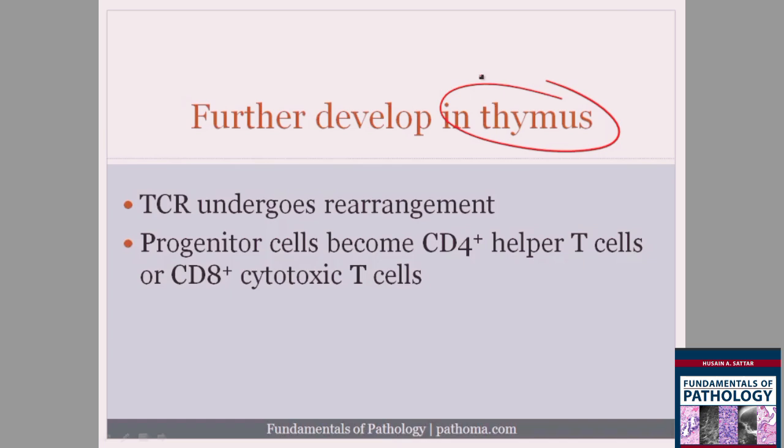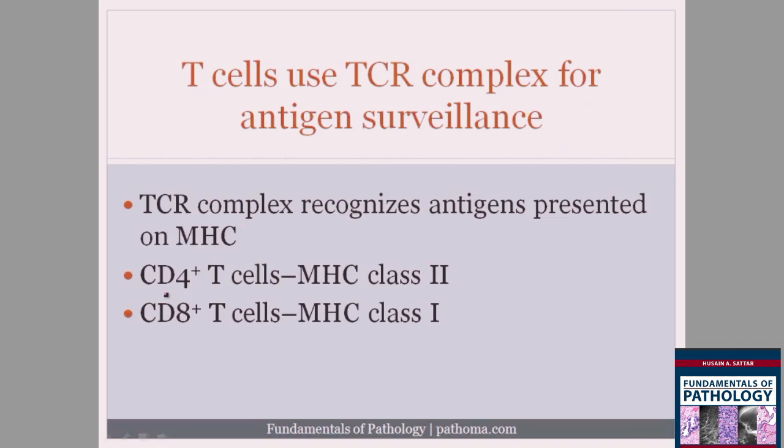In the thymus, they learn how to undergo T-cell rearrangement, so their T-cell receptor, or TCR, undergoes rearrangement, and those progenitor cells become CD4 positive helper cells, or they can graduate and become CD8 positive cytotoxic T cells, and all of this development normally occurs in the thymus. Now, it's important to remember that the T-cell receptor complex is really the way by which T cells can see antigen. That's the specific way by which they detect antigen. We say T-cell receptor complex because it actually contains both the T-cell receptor along with CD3. So CD3 is also part of that complex, and it's this complex that recognizes antigen.